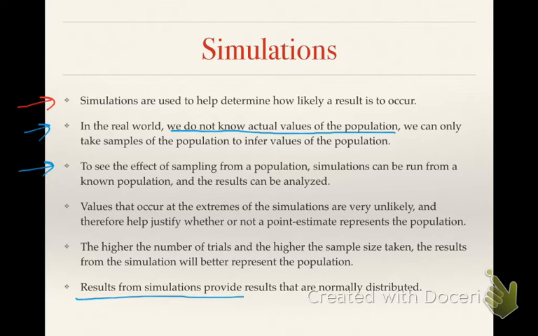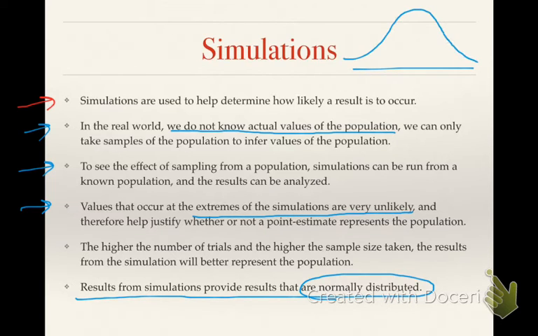And the results from these simulations appear to always be normally distributed. Doesn't matter what the sample or the population looked like in the beginning, the results from the sample are going to be always normally distributed. And anything that occurs in the extremes of the simulations is considered very unlikely to occur.